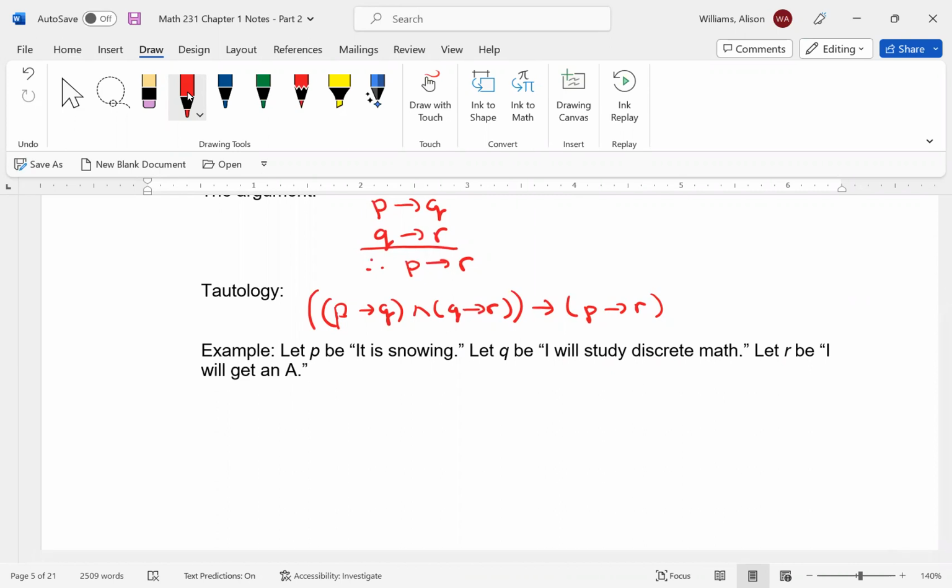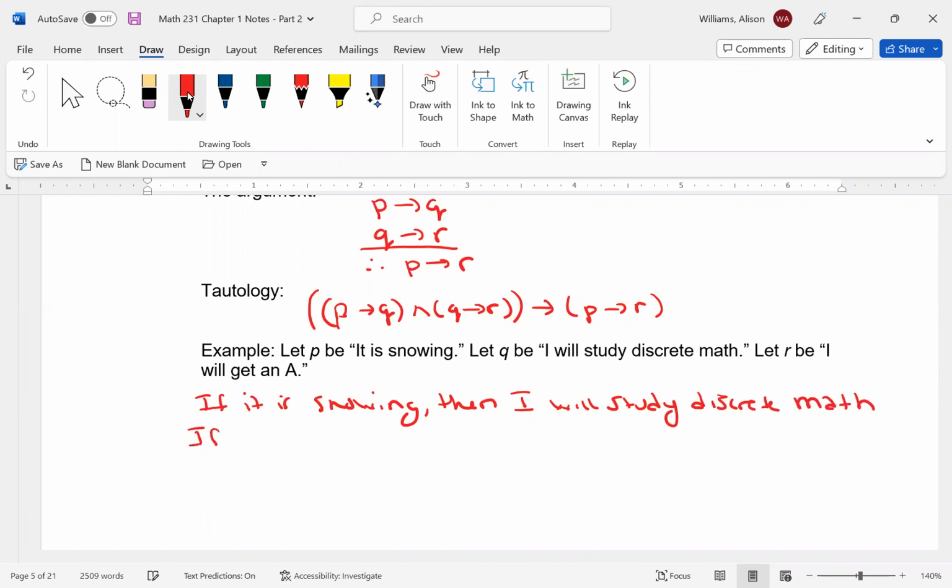Okay, so first thing we say, if it is snowing, then I will study discrete math. If I study discrete math, then I will get an A.